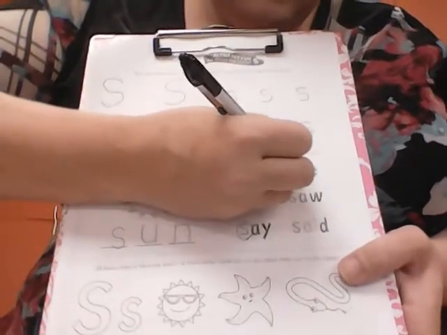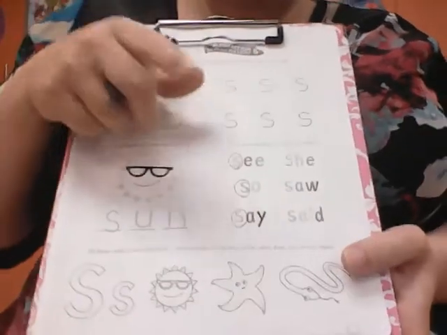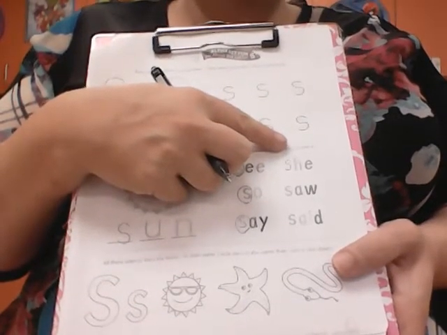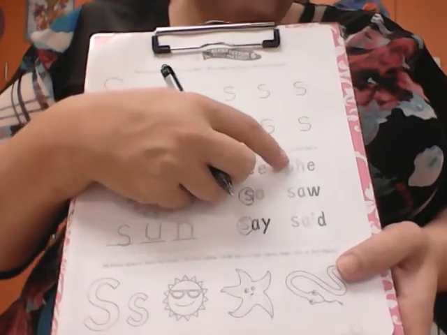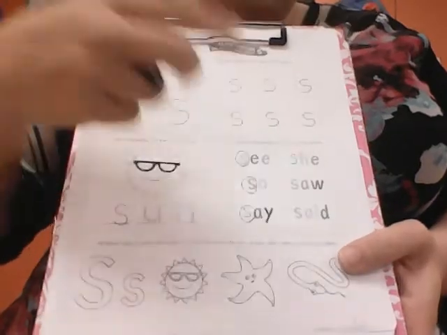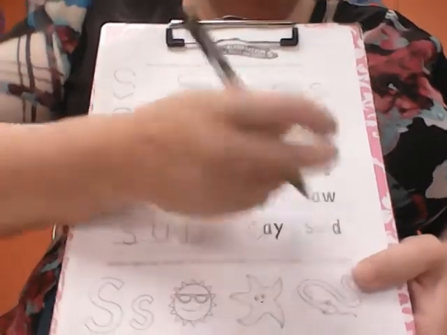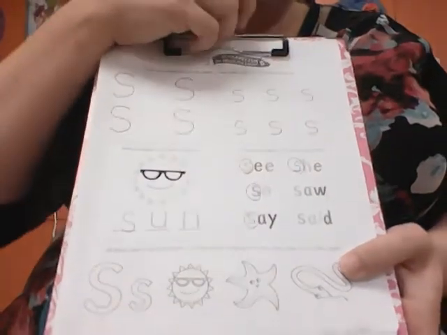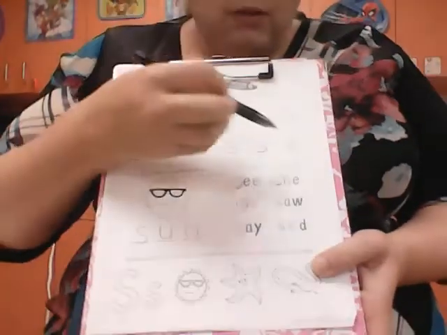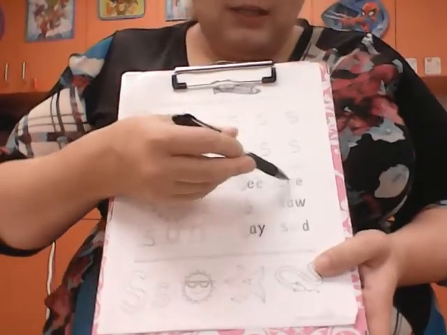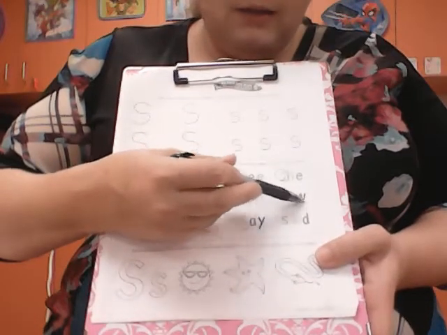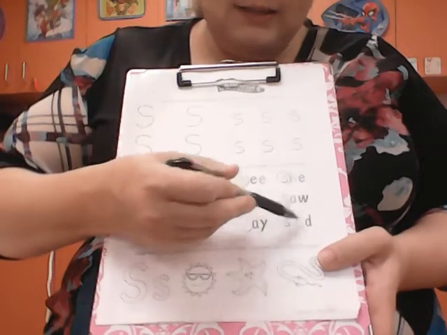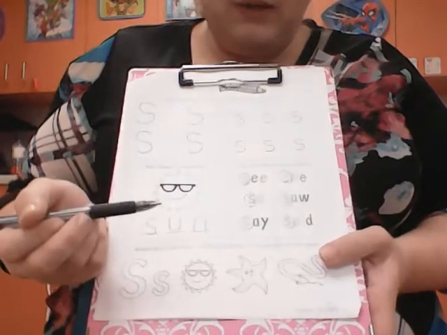Then we have she, S-H-E. Now this one's a little tricky because S-H makes the sh sound instead of the s sound, but it does start with an S, even though it doesn't sound like it. S-H is sh, like you're trying to shush. S-H-E, she. Then saw, S-A-W, so we're going to circle the S. And then said, S-A-I-D, said. So I'm going to circle all of my S's.